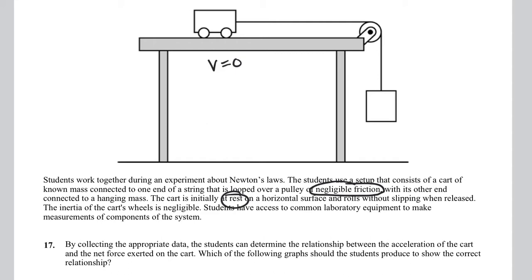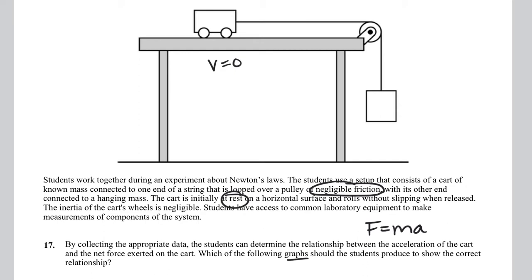By collecting the appropriate data, the students can determine the relationship between the acceleration of the cart and the net force. Well, we do know an equation for that, force equals ma. That's an equation that we associate force and acceleration. Which of the following graphs should the students produce to show the correct relationship?